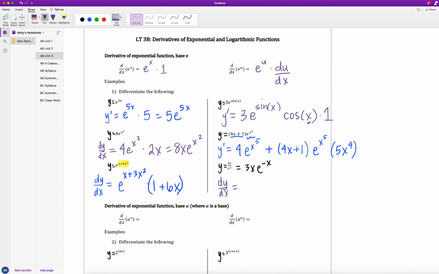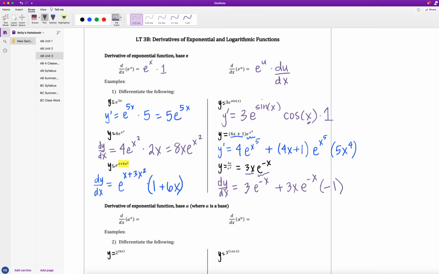Let's check our derivative. Using the product rule, I have the 3x as my first function. The derivative of 3x is 3. Keep the second function the same, so the e to the negative x stays the same, plus my first function of 3x times the derivative of e to the negative x. Well, e to anything, that derivative is itself, so I get e to the negative x times the derivative of the exponent there, which would be negative 1.